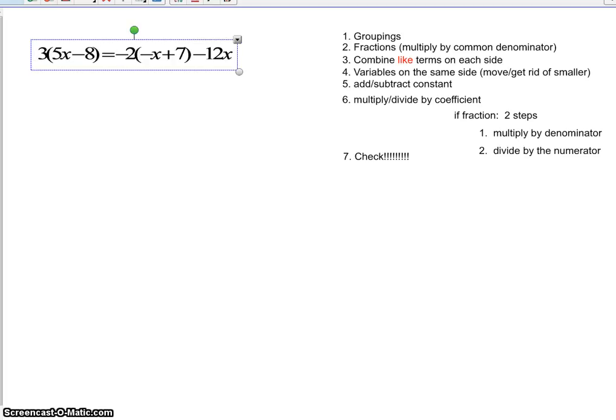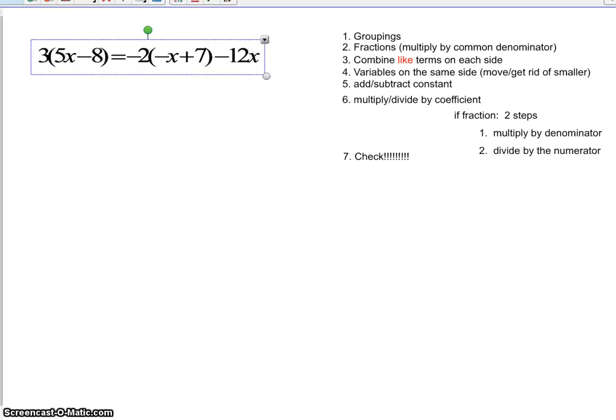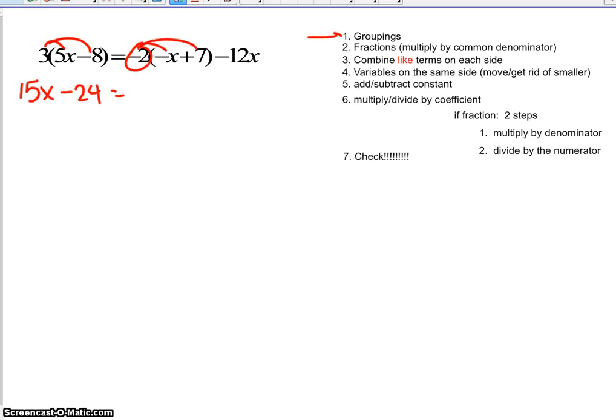All right, I'm going to go through this one, and again, rather quickly. You may need to stop after each step, because I'm going to go through each one. Step number 1, groupings. Distribute. So multiply by 3. Distribute, and it's a -2, and here's times a -1, so positive 2x, negative and positive, -2 times 7. Now, that's not in the parentheses, so it doesn't get multiplied by the -2. Step 2, don't have to do. There aren't any fractions.